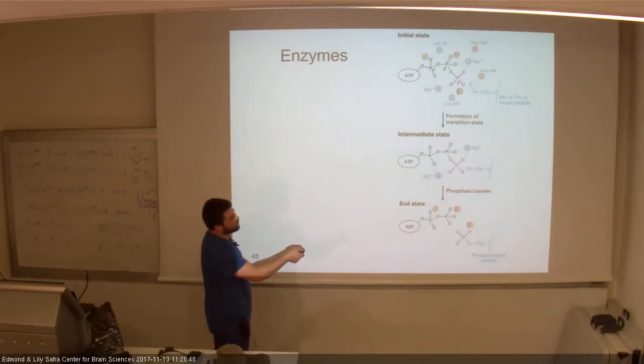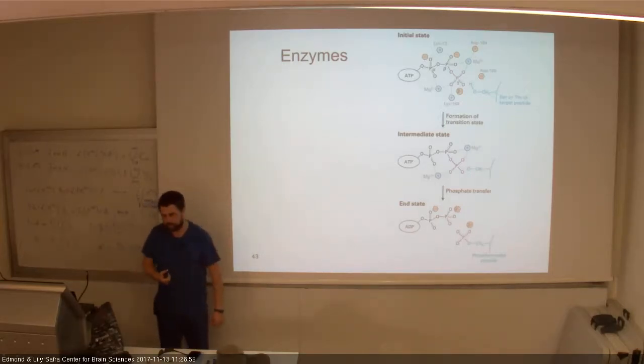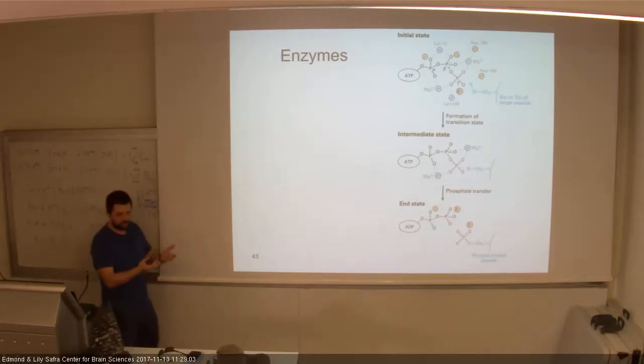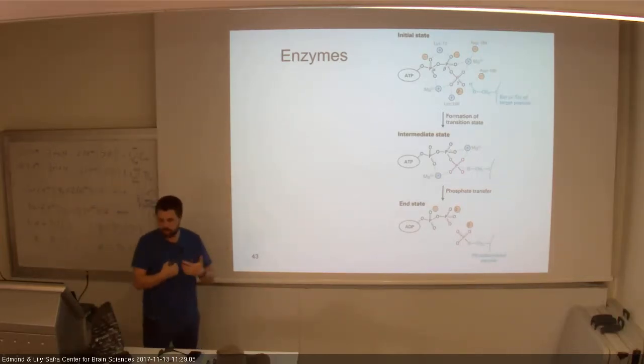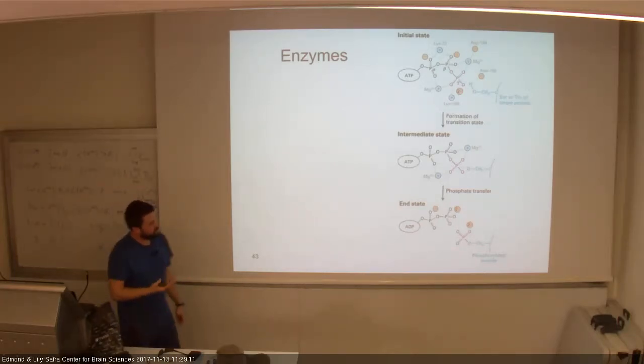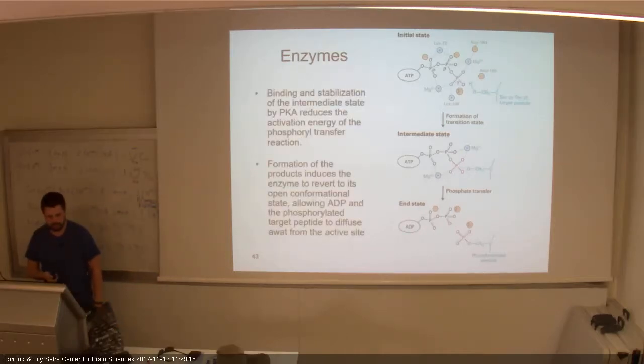And then this oxygen connects to the phosphate, and this oxygen detaches from the phosphate, and what you get in the end is a phosphorylated peptide. Okay? So you can see that if the enzyme was not there, it would be very, very hard for the reaction to occur. So this actually stabilizes the intermediate state, and thus catalyzes this reaction.